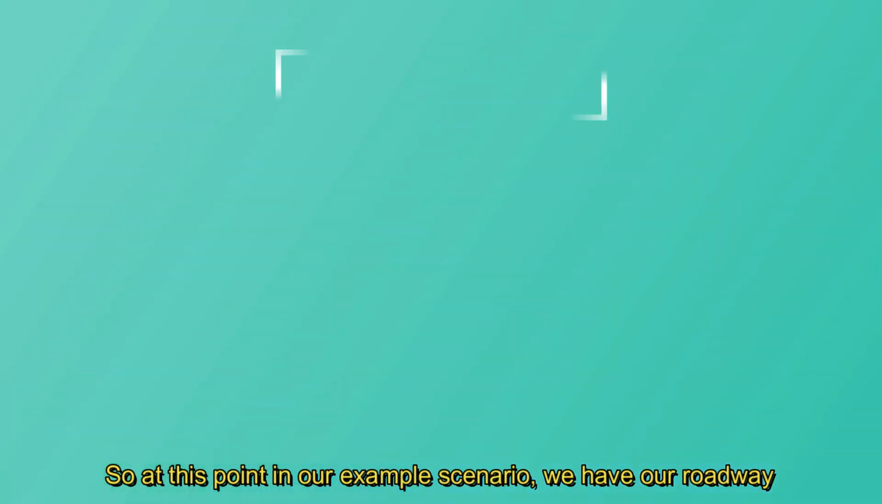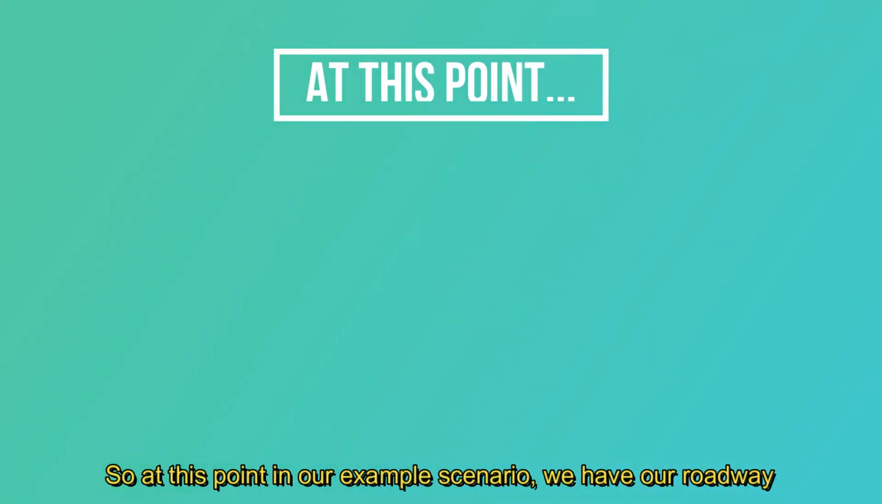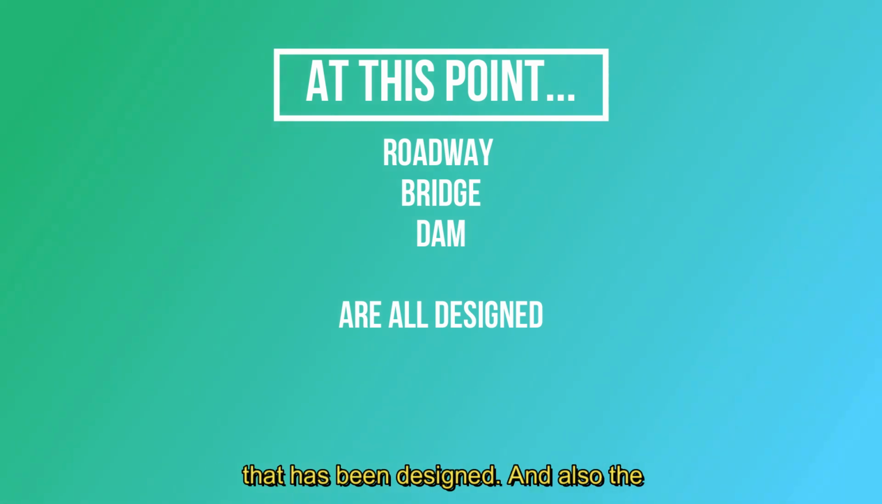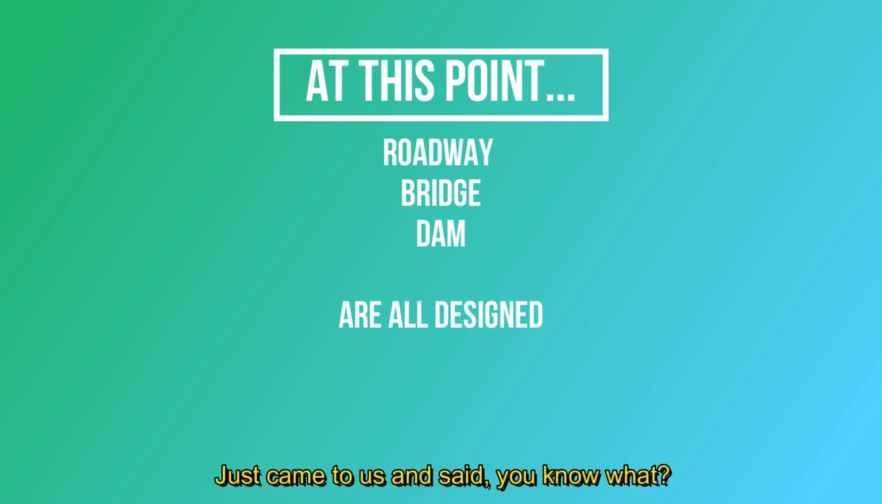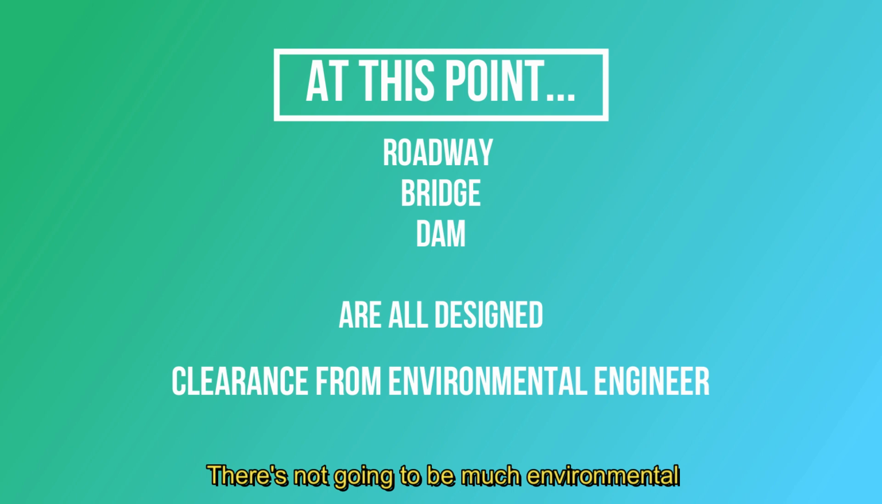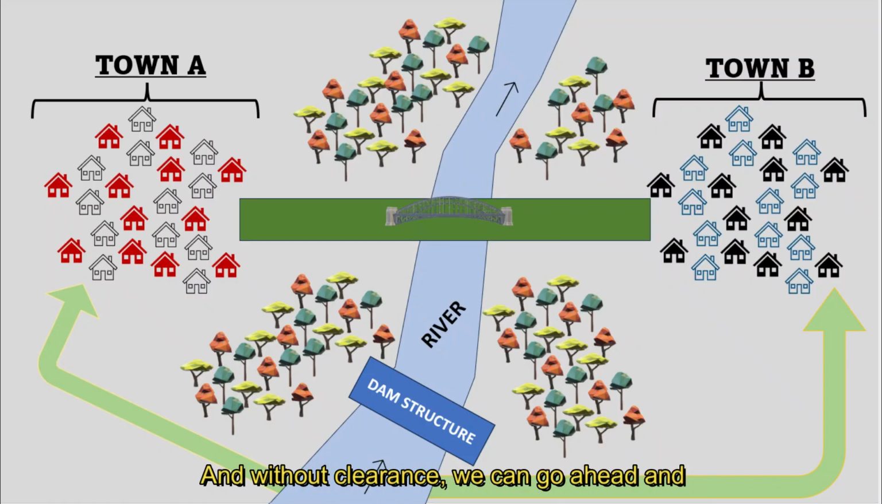So at this point in our example scenario, we have our roadway designed, a bridge designed, and the dam designed. And the environmental engineers just came to us and said, you know what, you guys are good to go. There's not going to be much environmental impact due to this project. And with that clearance, we can go ahead and start constructing all these structures.